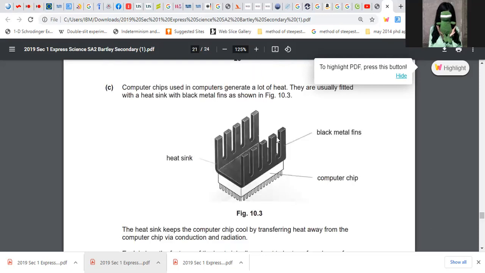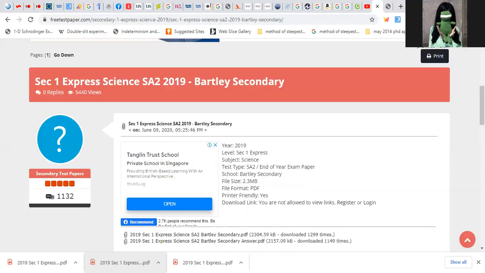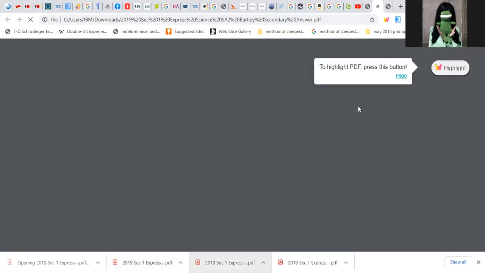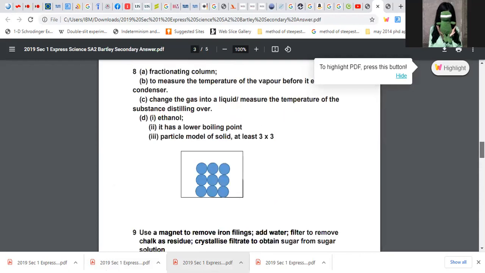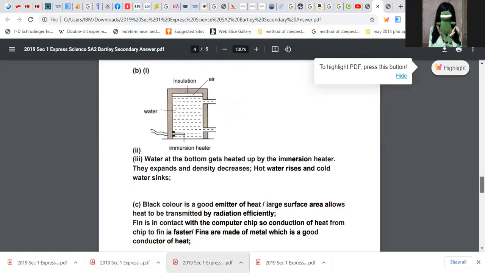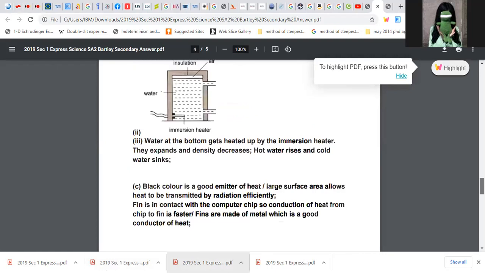Arrangement, not structure. Why is it arrangement? Because the fins are spaced out. Oh, how come spaced out means increased surface area? Because if you put the whole thing as one chunk, you only have the top and then the sides. But if you leave the space, the in-between has two other surfaces. Something like that.